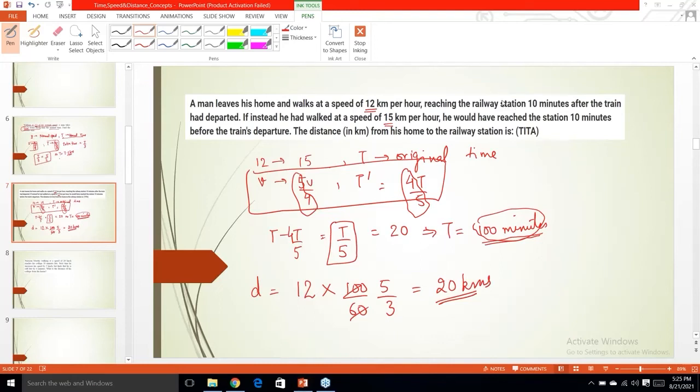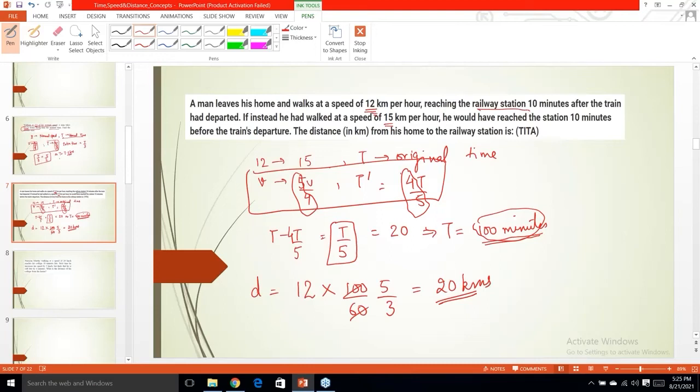T by 5 will become 20 because you are saving T by 5. Earlier you were taking T, now you are taking 4T by 5 time, which means you're saving T by 5 minutes. But what is T by 5 in the question? Read the question. He's saying that when he was traveling at 12 kilometers per hour, he was reaching the railway station 10 minutes after the train had departed. Now he's reaching 10 minutes before the train's departure. So how much time is he saving? He's saving 20 minutes, right?